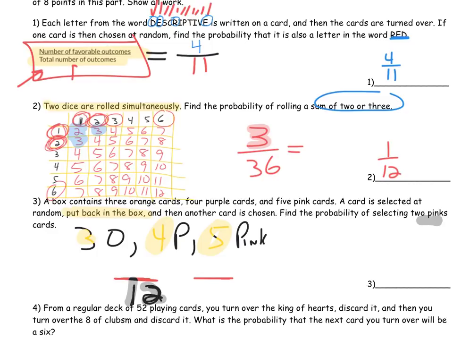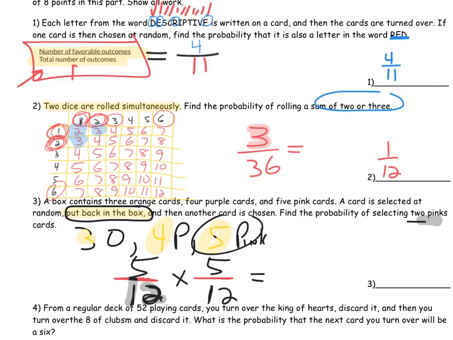And the numerator, the number of favorable outcomes. In this case, you want to get 2 pink cards, and there's 5 total pink. So on the first pick, the probability is 5/12. Now, the card is put back in the box. That means this is a problem that's done with replacement, which means on the second pick, you also have a total of 12 cards to pick from, and there's still 5 favorable, 5 pink cards. So in this case, you're going to multiply in your calculator 5/12 times 5/12, and that gives you 25/144.